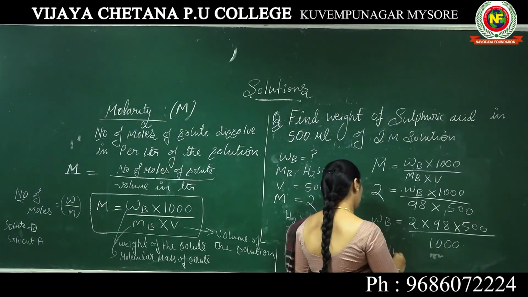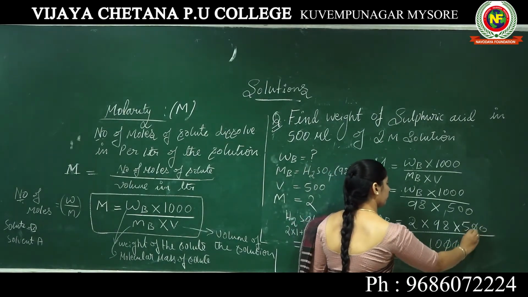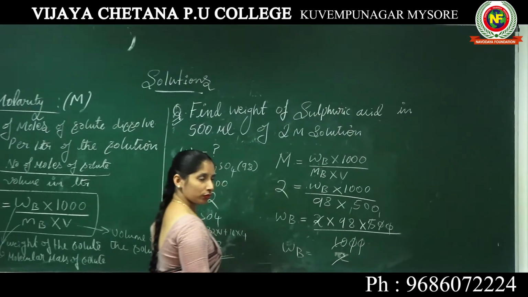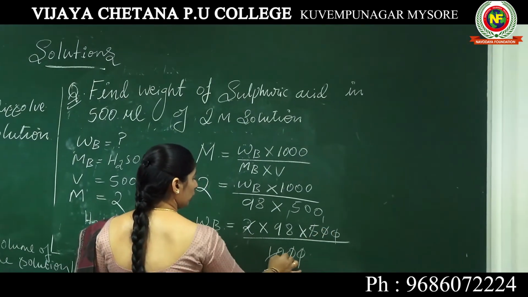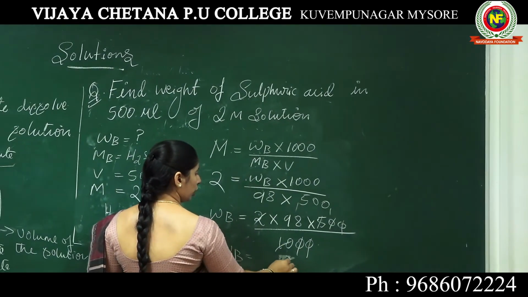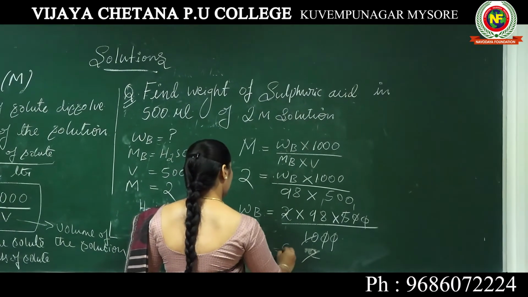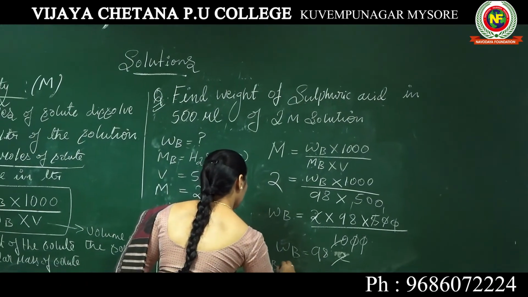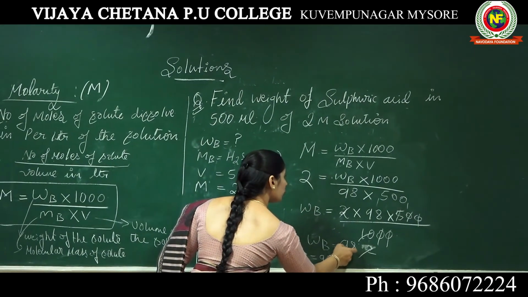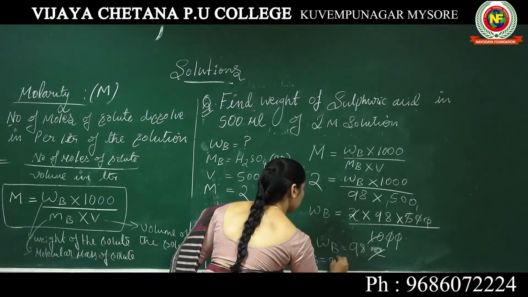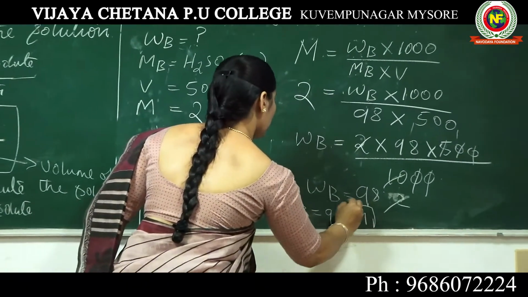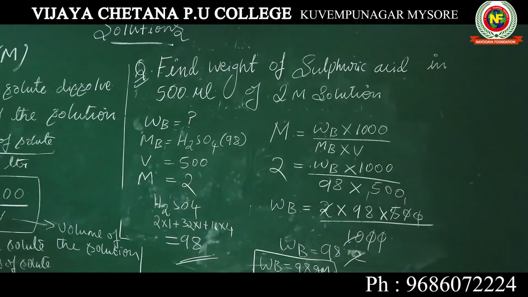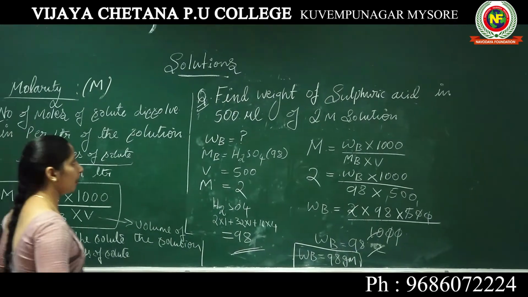So I have to find out the WB. The zeros cancel. 5 ones are 5, 5 twos are 10, 2 and 2 cancel. So then 98. So what is WB? WB equals 98. W means what? Weight, expressed in grams. So WB is equal to 98 grams.